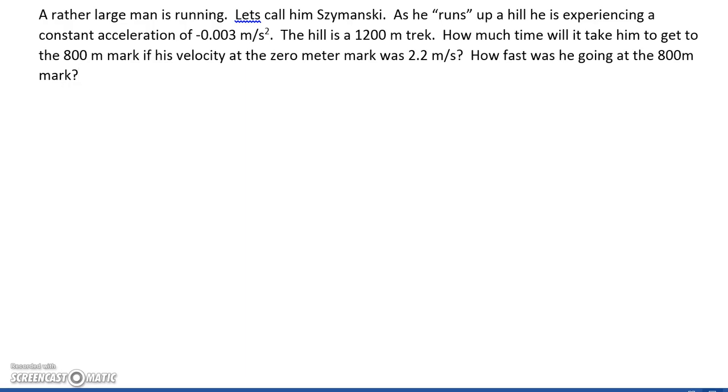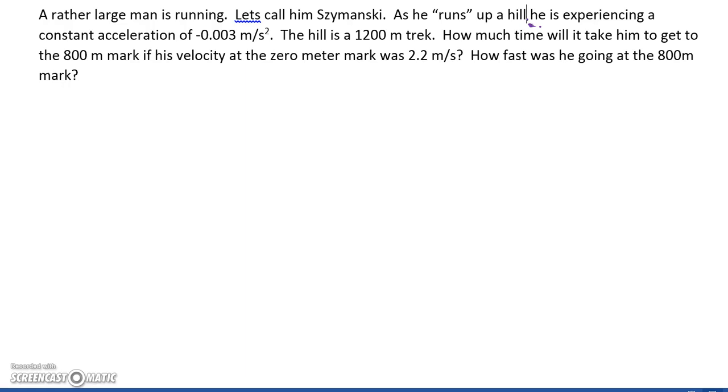We've got a rather large man who is running. Let's call him Szymanski. He runs up a hill. He is experiencing a constant acceleration. Runs uphill, period. He is experiencing a constant acceleration of negative 0.003 meters per second squared.